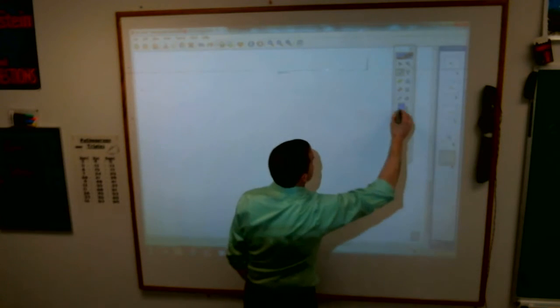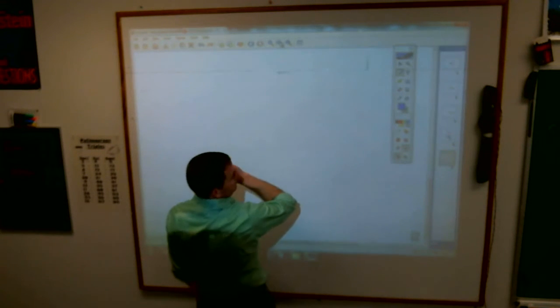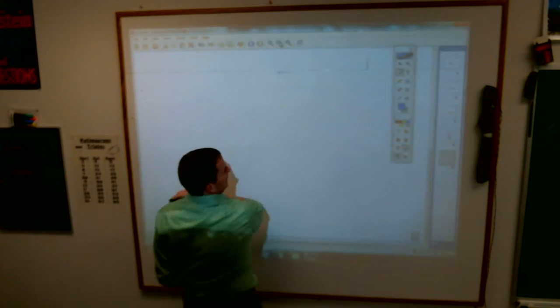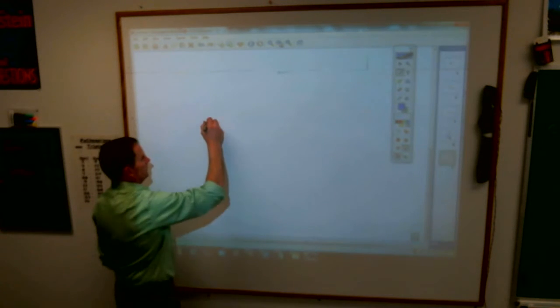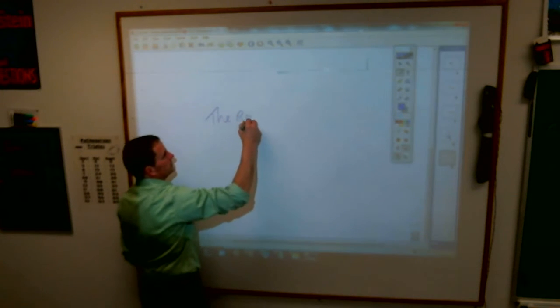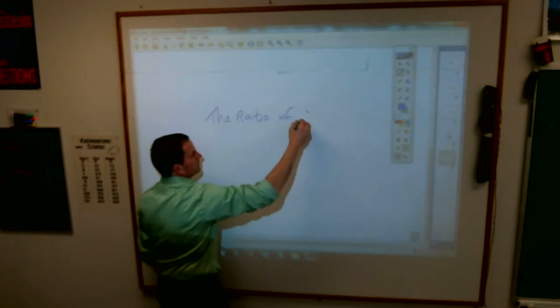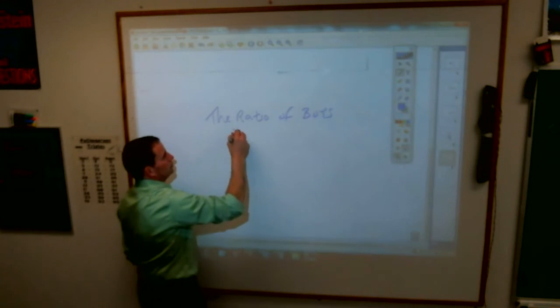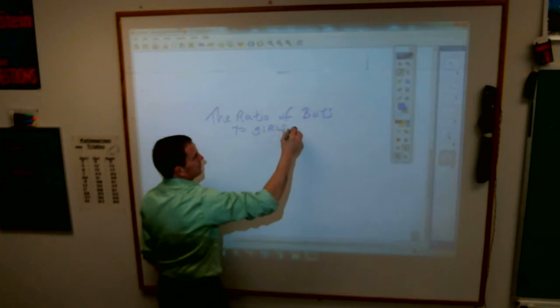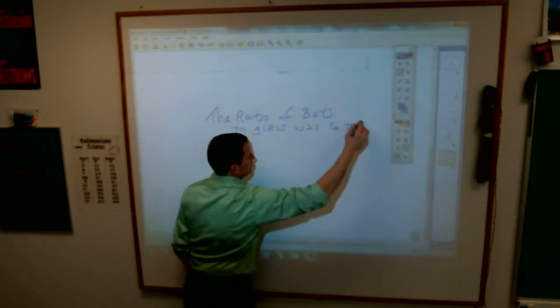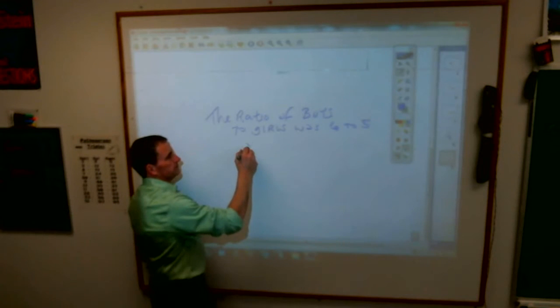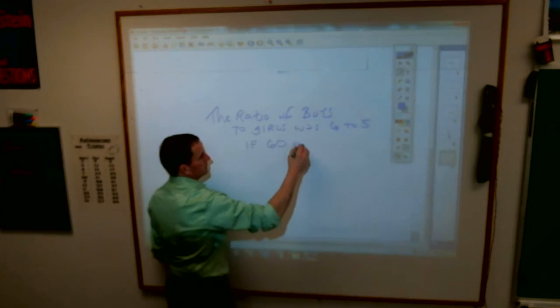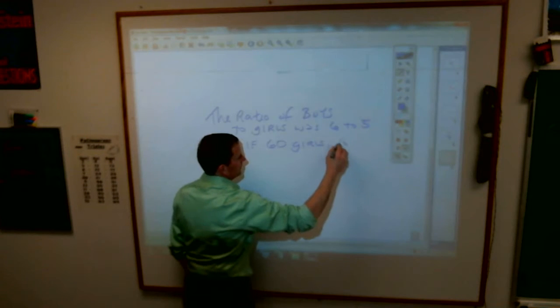It's exciting, isn't it? Let's do another one. I can tell you're mesmerized by the whole process here. One more. How about this one? The ratio of boys to girls was 6 to 5. If there are 60 girls, I don't know how many boys.